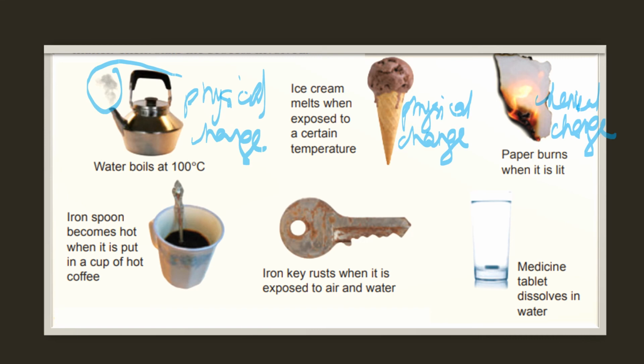Okay, iron spoon becomes hot. No chemical change, it's still an iron spoon, but with higher temperature. This is physical change. Rusting, this is chemical change. And medicine tablet dissolves in water. This is physical change. No new substance is formed, the medicine just dissolves in water.